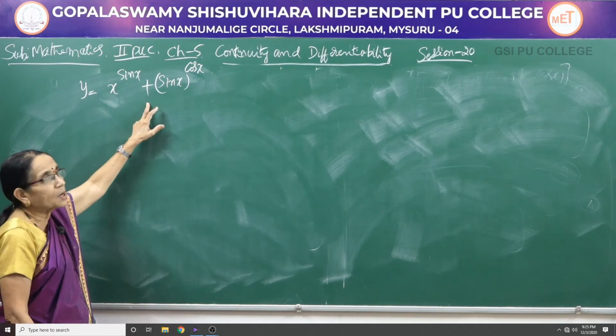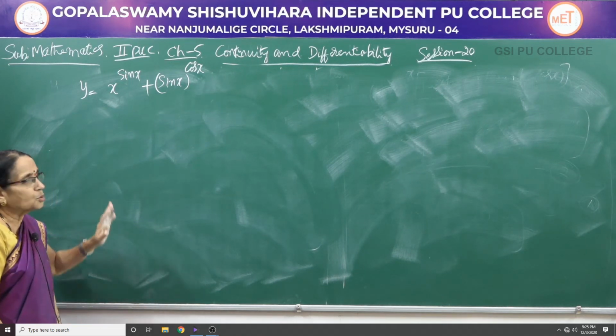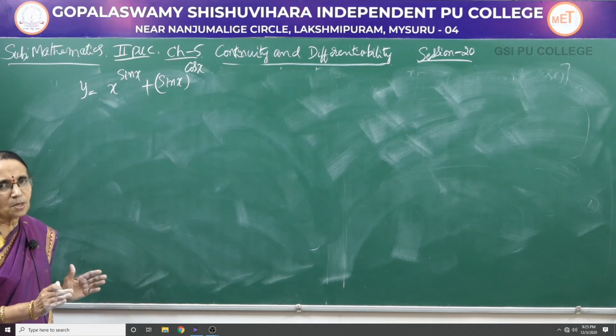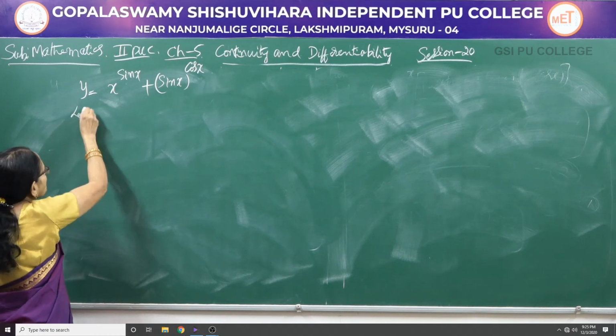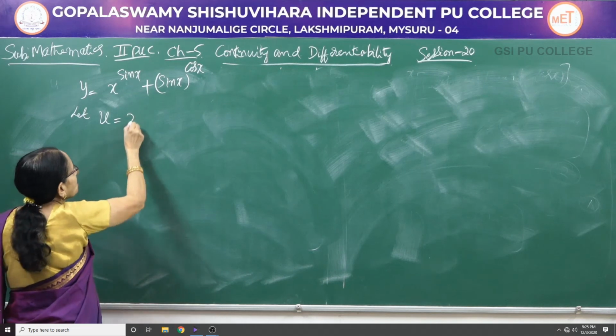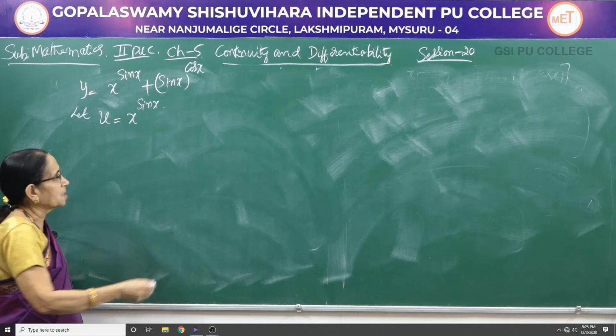So, as it is, because in between we are having the plus sign, we cannot take the logarithm. As usual, we take it to two parts here. First one as u, second one as v, then finally we arrive at the result. So, let me start with the same procedure. Let u be equal to x to the power sin x.